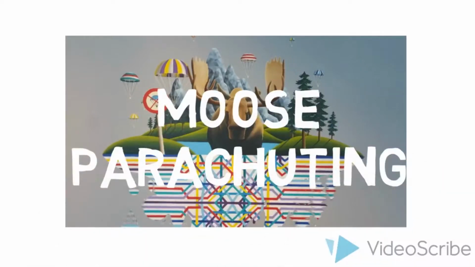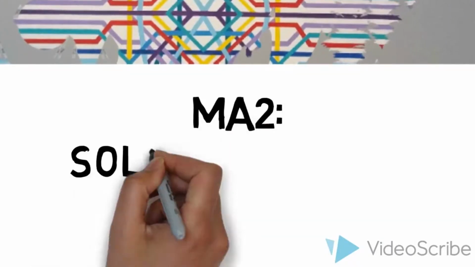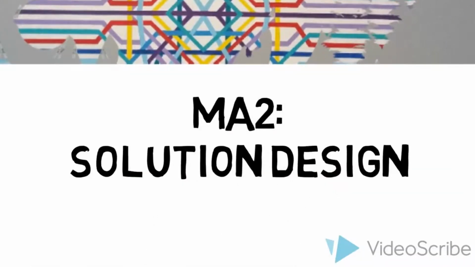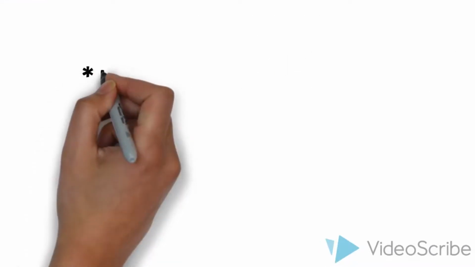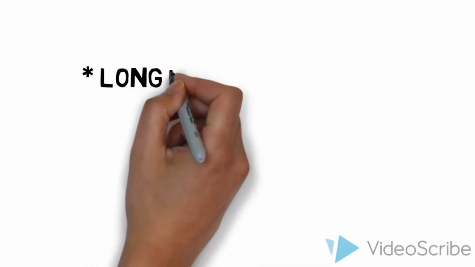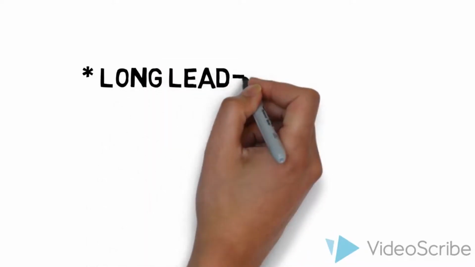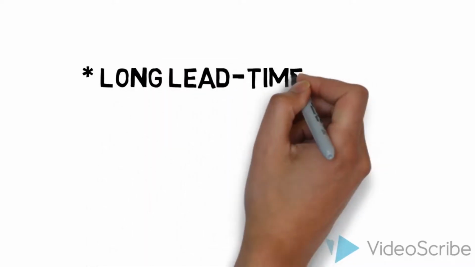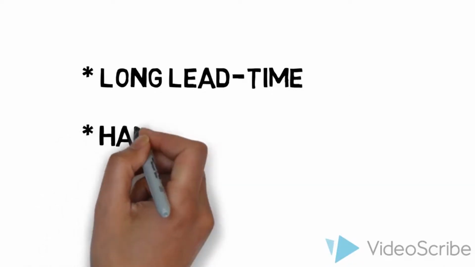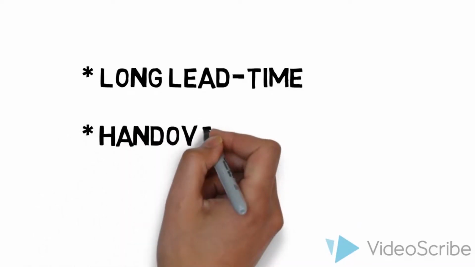This is Smooth Parachuting's solution to mandatory assignment number 2, Solution Design. In mandatory 1, Situation Analysis, we observed several pain points in the current process. Long lead time from a customer wanting to create an account to the account actually being created. A lot of handovers between the two advisors.